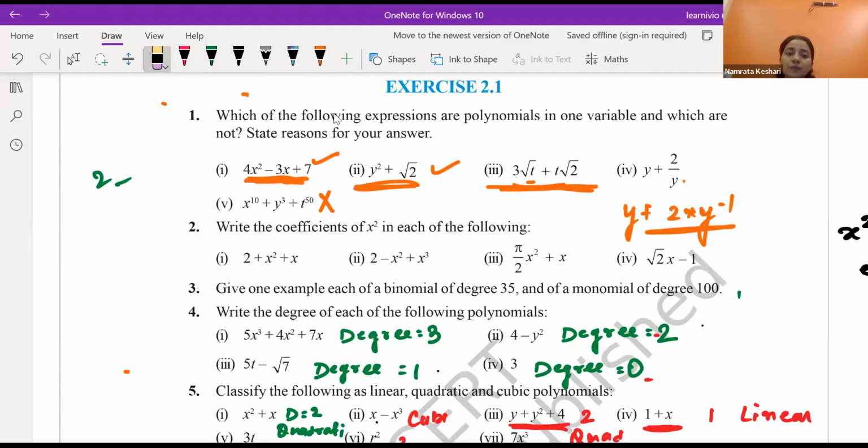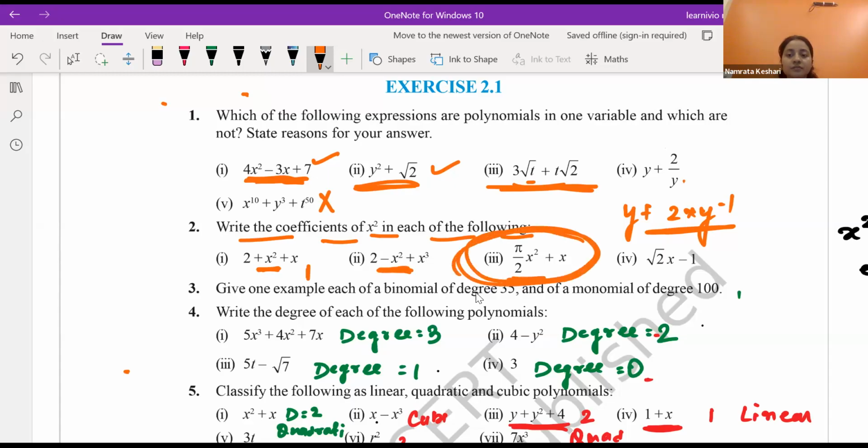Let's read the instruction. It says: write the coefficient of x square in each of the following. For the first one, what is the coefficient of x square, Apurva? Plus 1. You can write just 1. I'm just giving the emphasis on plus 1 because in the next part you have to mention the sign, right? What is the coefficient of x square in the next one, Apurva? -1. What is the coefficient of x square in the next one? +1.